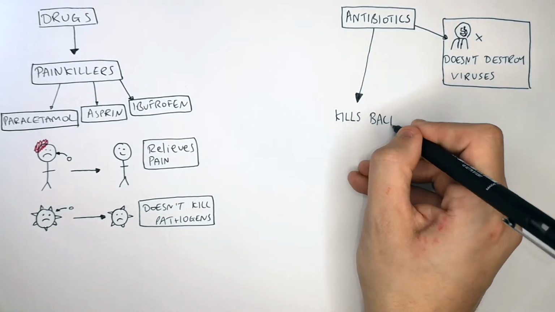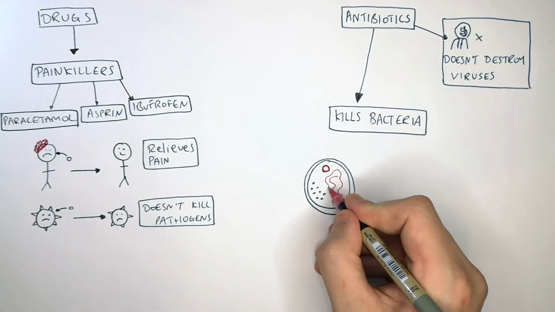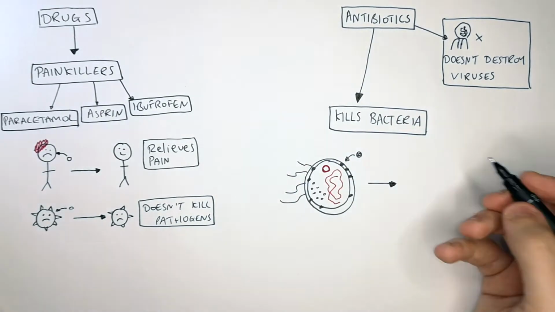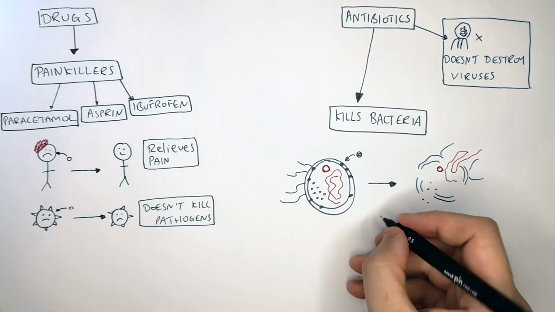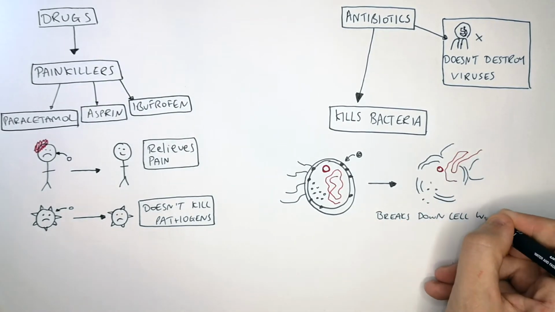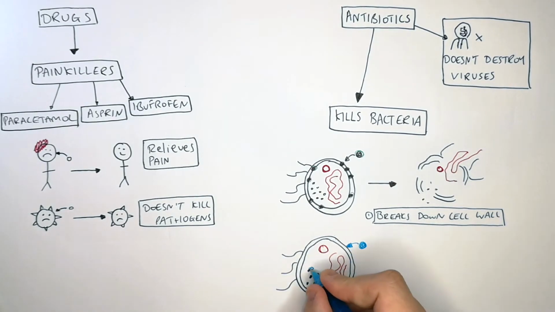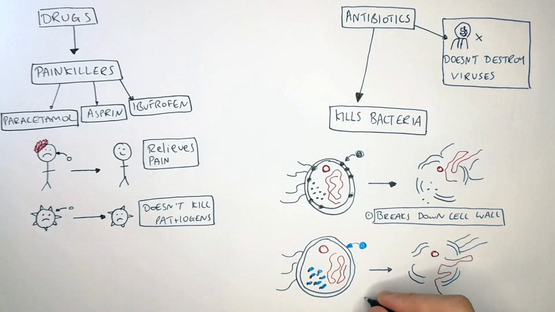Antibiotics kill bacteria. And here are two examples of how antibiotics kill bacteria. Firstly, the antibiotic can bind onto the cell wall of a bacteria and kill the bacteria by breaking down the cell wall. Antibiotics can also work by entering the bacteria and binding onto the ribosomes of bacteria so they do not produce proteins. This will then kill the bacteria if they cannot produce proteins.